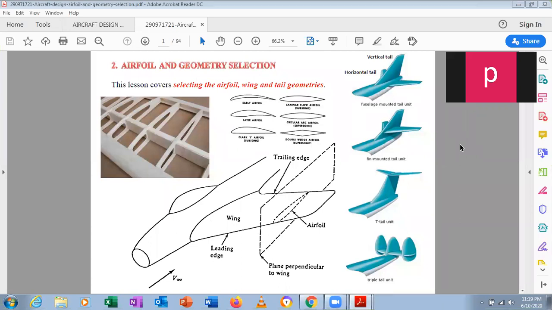Yeah, good morning. Today we are going to discuss airfoil and geometry selection. So, airfoil and geometry selection.